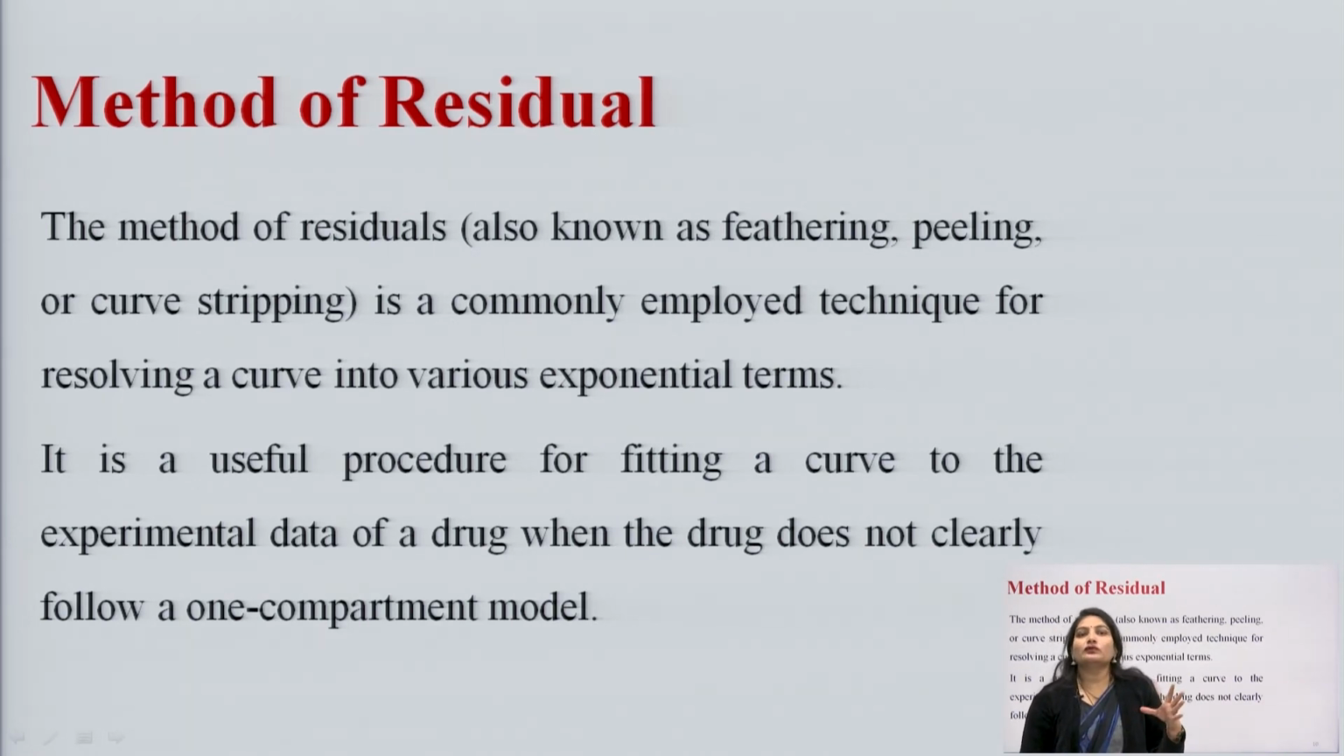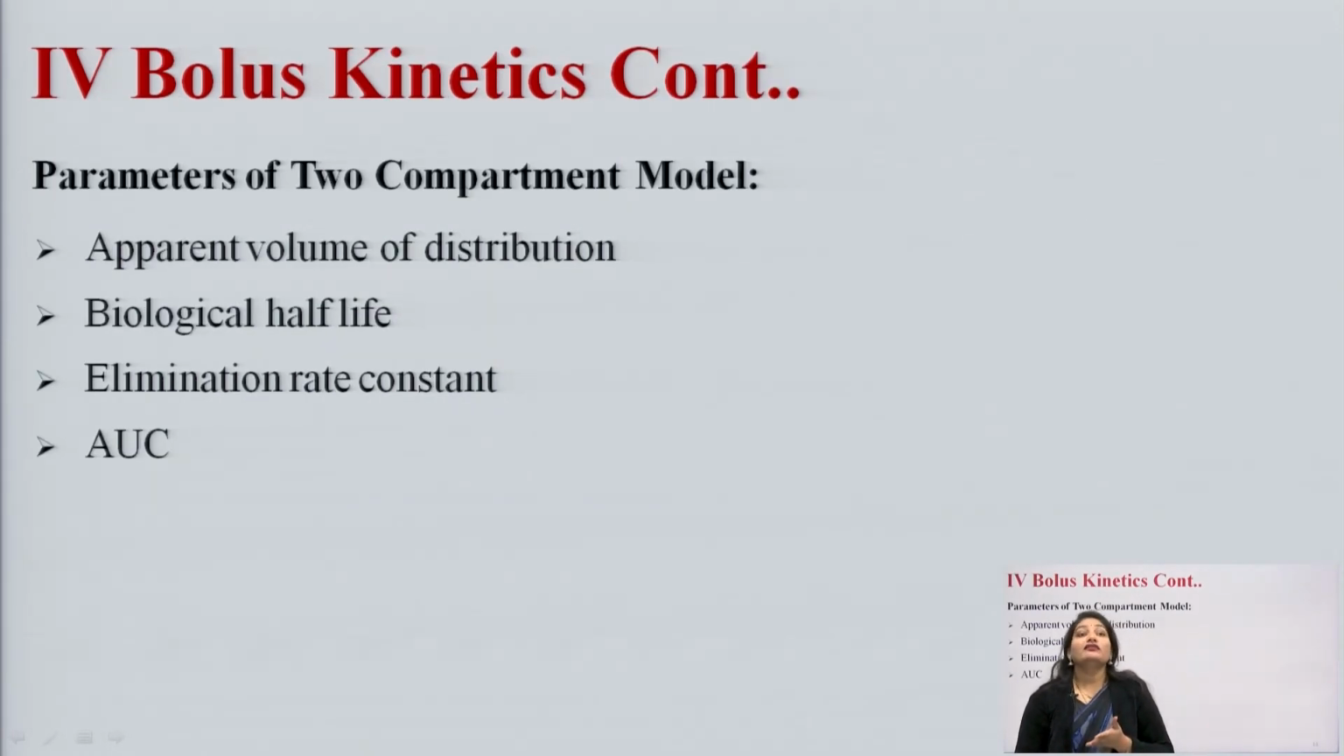It is very easy to get the plasma drug concentration in the case of the one compartment model, because the drug is representing a single exponential line. But in the case of the two compartment model, we are getting two lines. That is why we are converting the bi-exponential term into simpler terms. So, with the help of IV bolus kinetics, we are calculating four different parameters: apparent volume of distribution, biological half life, elimination rate constant and AUC.